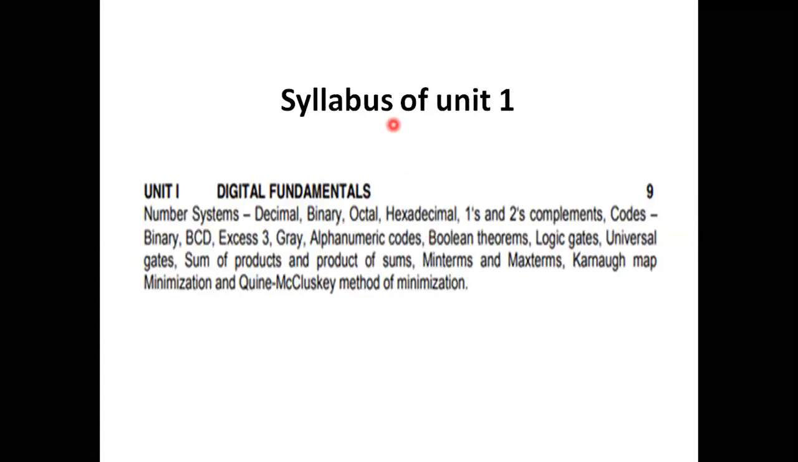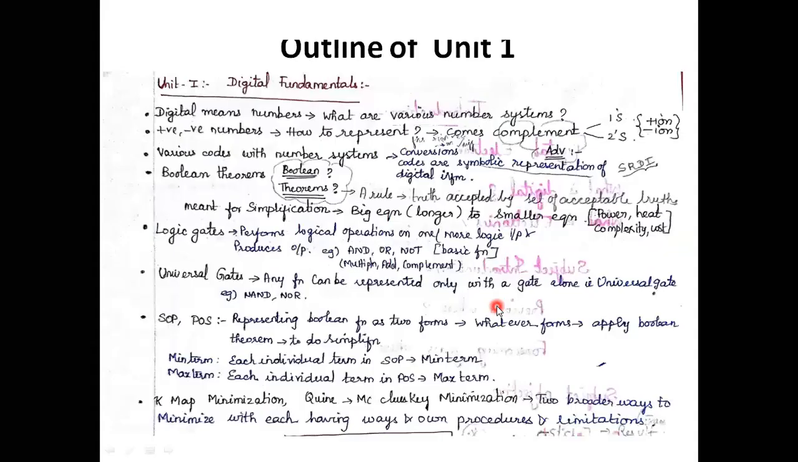Coming to the syllabus of Unit 1. The first unit deals with digital fundamentals. We are going to see various types of number systems. We are going to discuss complements, various types of codes, Boolean theorems, gates, and finally we'll see the K-map and Quine-McCluskey method of minimization.